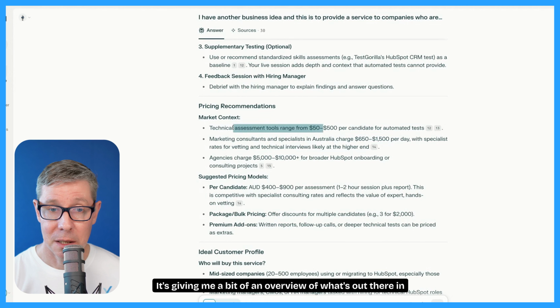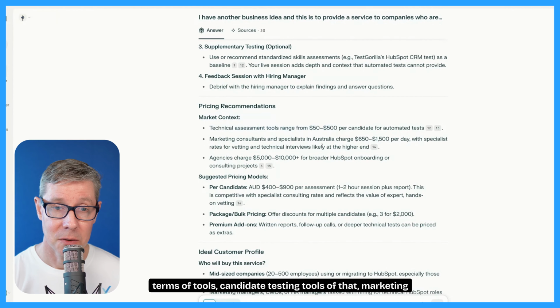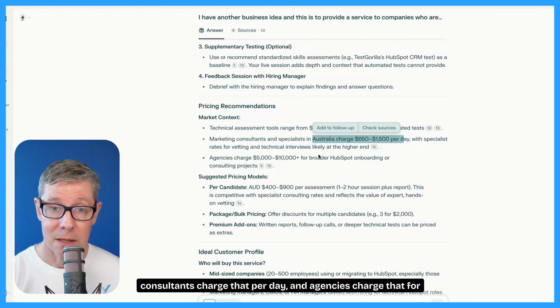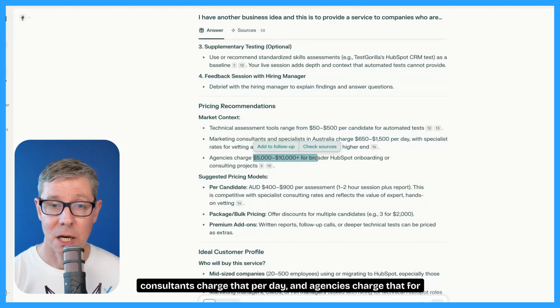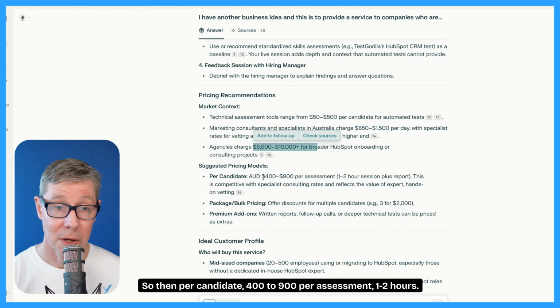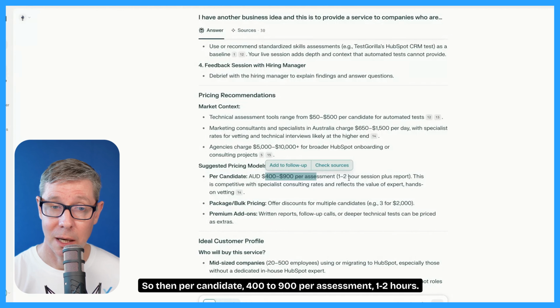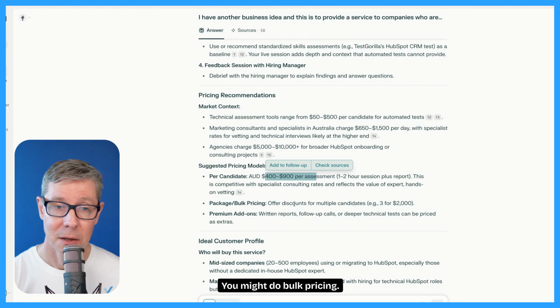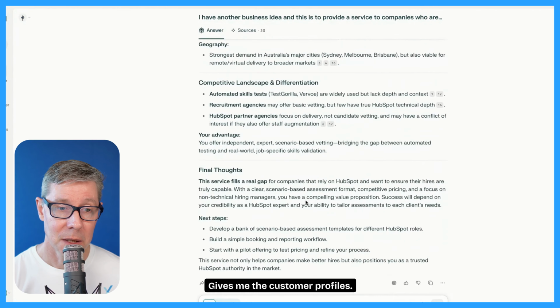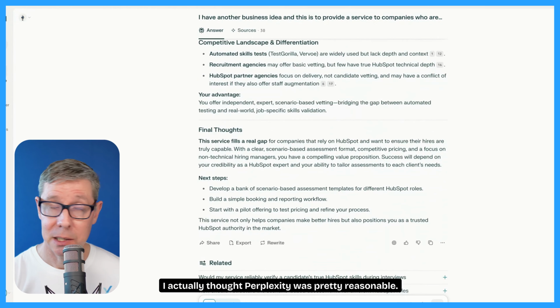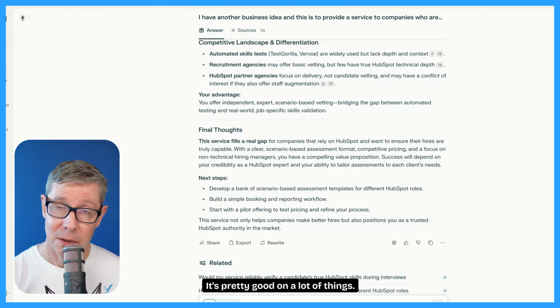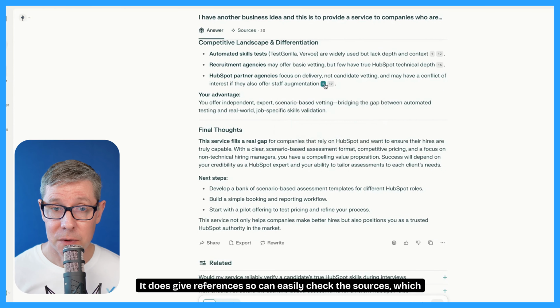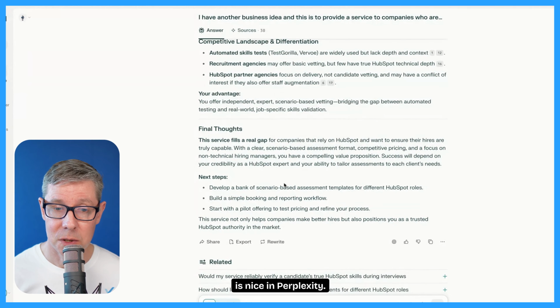Oh, sorry, no. It's giving me a bit of an overview of what's out there in terms of tools. Testing tools are that. Can consultants charge that per day, and agencies charge that for HubSpot? So then per candidate, 400 to 900 per assessment, 1 to 2 hours. You might do bulk pricing. Gives me the customer profiles. I actually thought Perplexity was pretty reasonable. It's pretty good on a lot of things. It does give references so you can easily check the sources, which is nice in Perplexity.